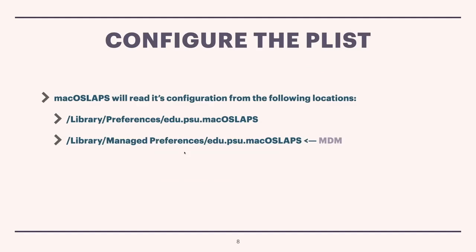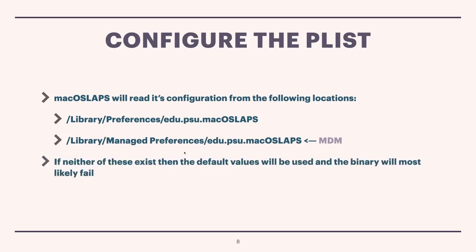So let's talk about setting up macOSLAPS and configuring that plist file. There are two places that macOSLAPS will read its configuration from. Either Library Preferences under edu.psu.macoslaps, or if you're using an MDM, it would be under Library Managed Preferences, edu.psu.macoslaps. If neither of these exist, then default values are going to be used, and unless your local admin account is actually called admin in all lowercase, it's most likely going to fail.